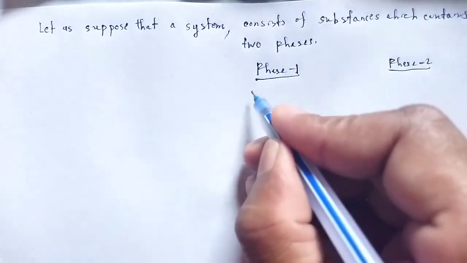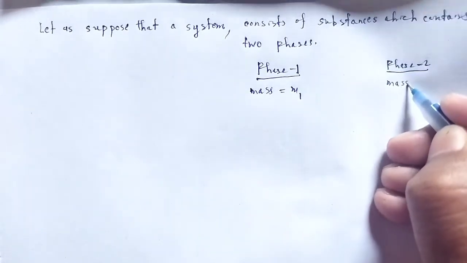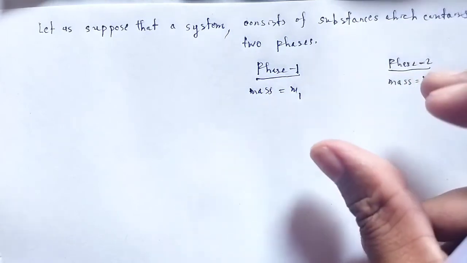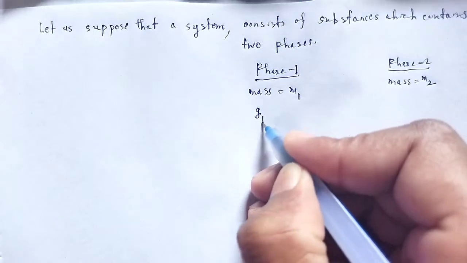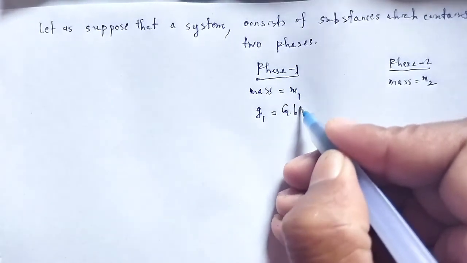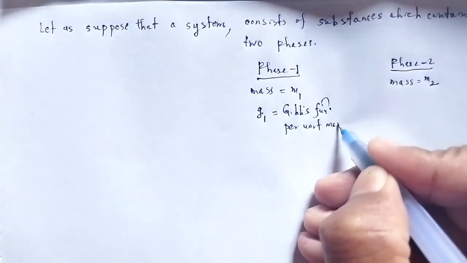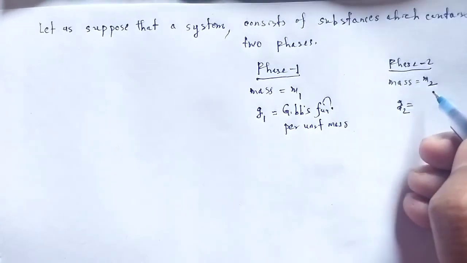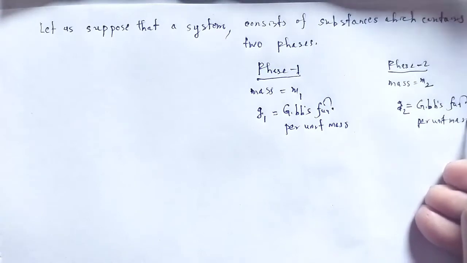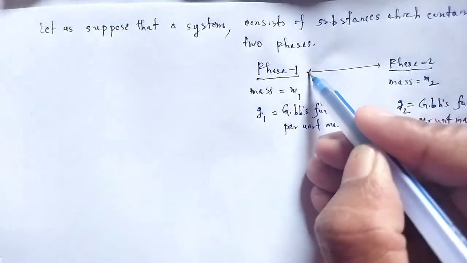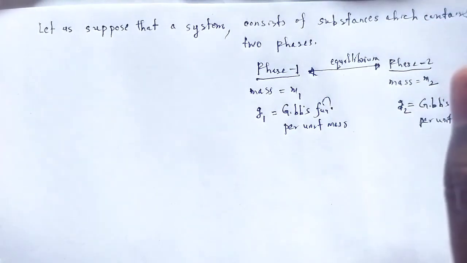Let the mass of the substance in phase 1 be m1, and the mass of the substance in phase 2 be m2, and these two are in a state of equilibrium. Now let G1 be the Gibbs function per unit mass for phase 1, and G2 be the Gibbs function per unit mass for phase 2. These two are in equilibrium state. So what happened here?